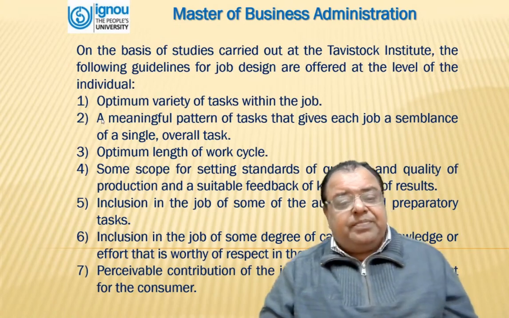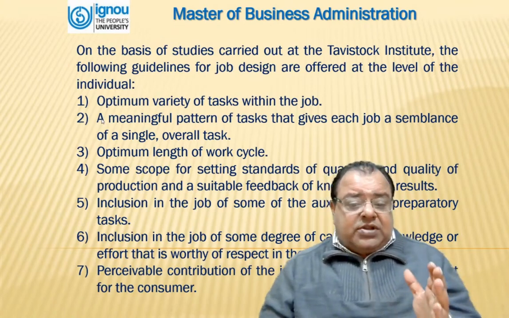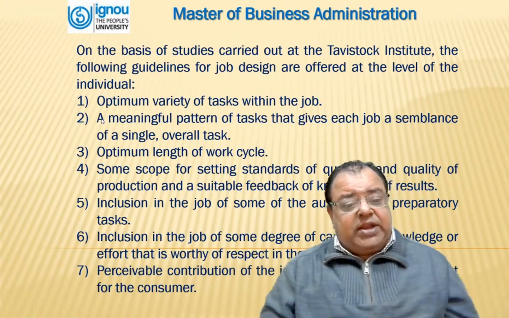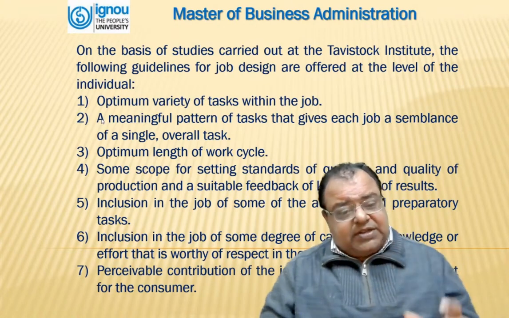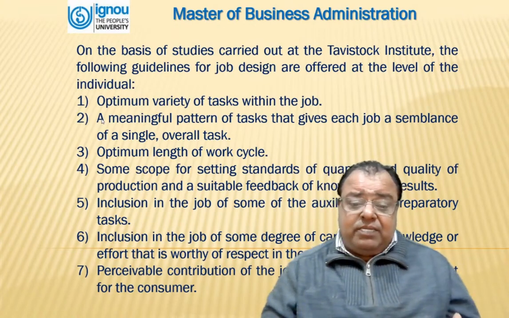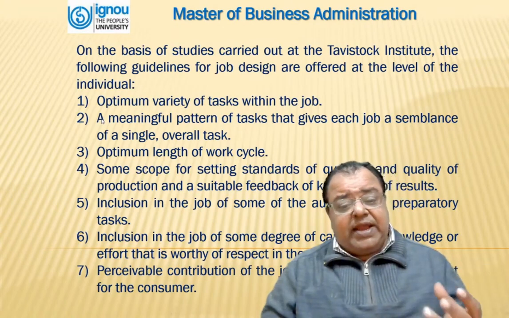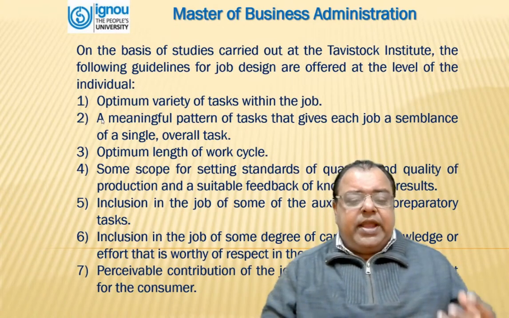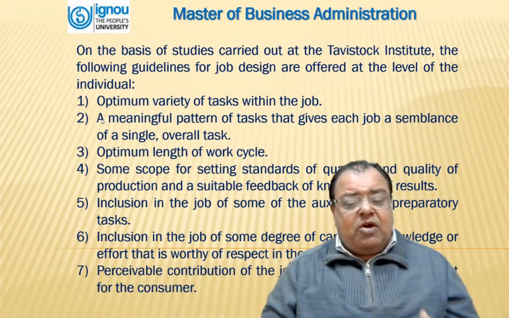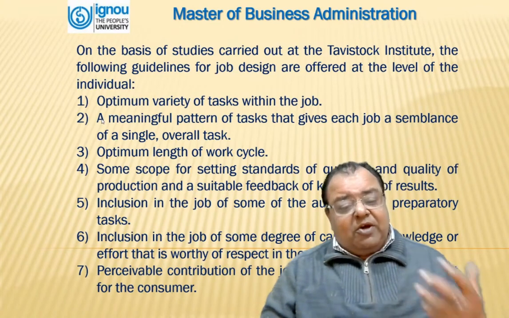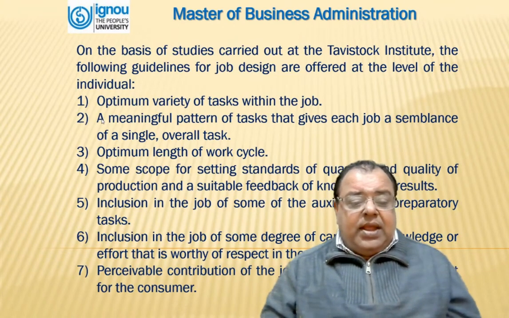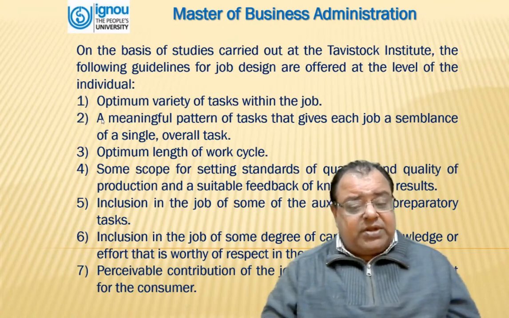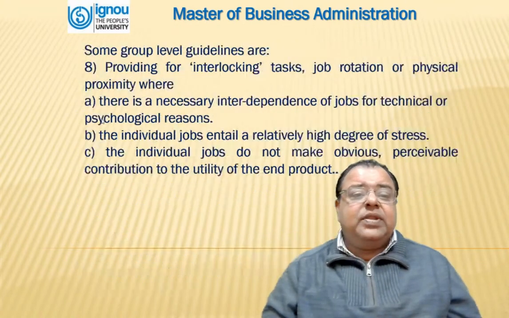Third, optimum length of work cycle. Fourth, some scope for setting standards of quantity and quality of production and a suitable feedback of knowledge of results. Fifth one is inclusion in the job of some of the auxiliary and preparatory tasks. Sixth, inclusion in the job of some degree of care, skill, knowledge, or effort that is worthy of respect of the community. The seventh one is perceivable contribution of the job to the utility of the product for the consumer.